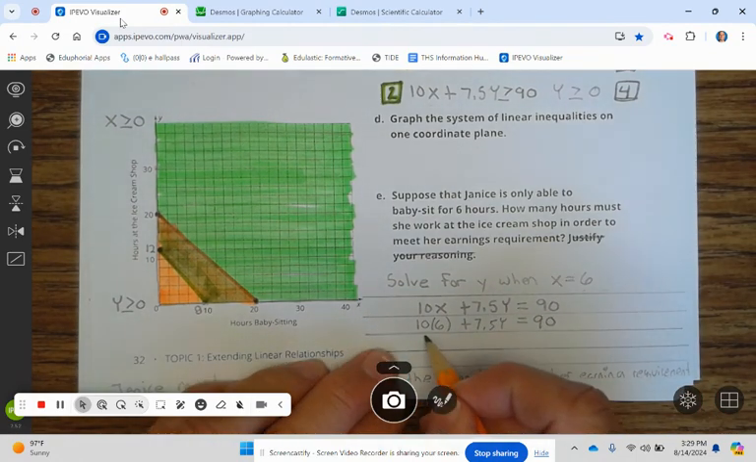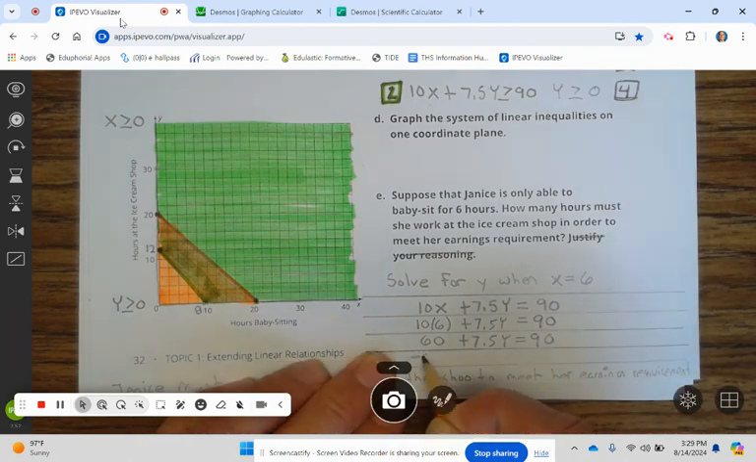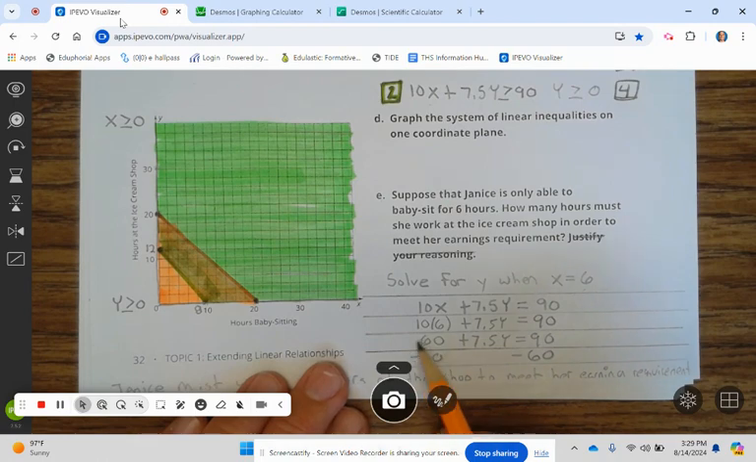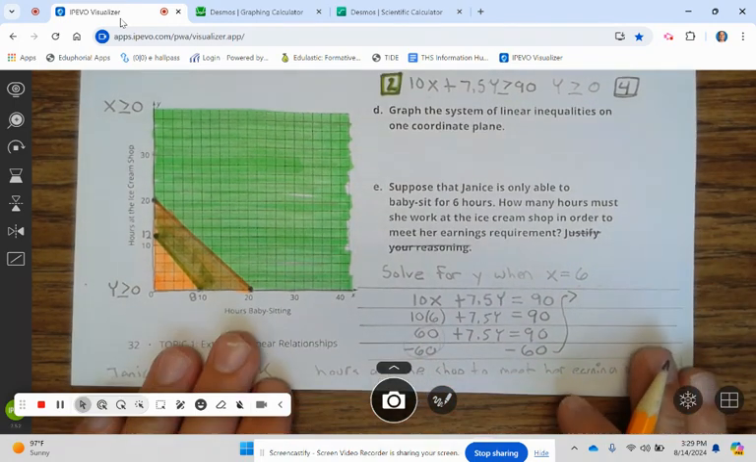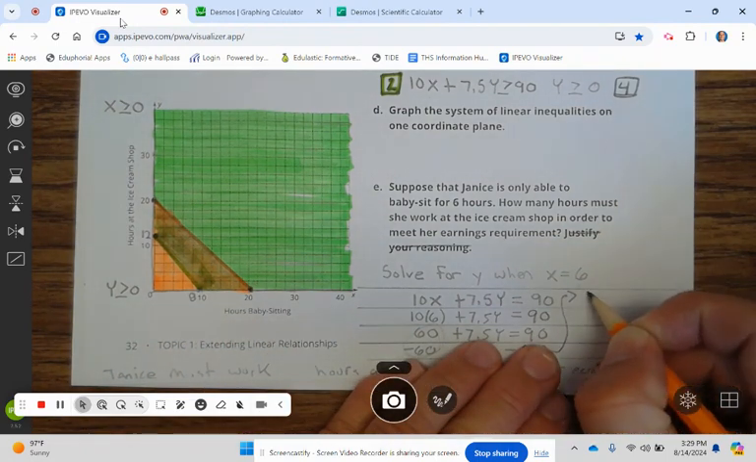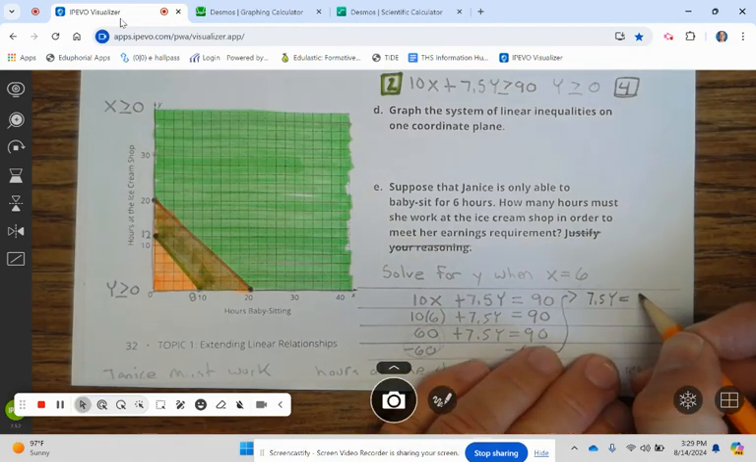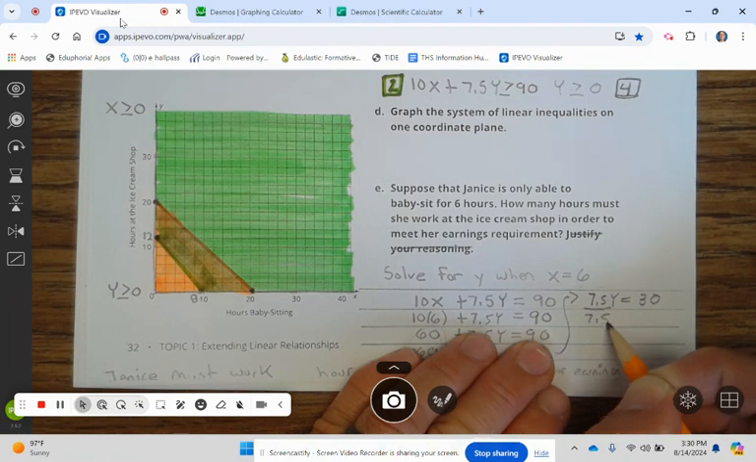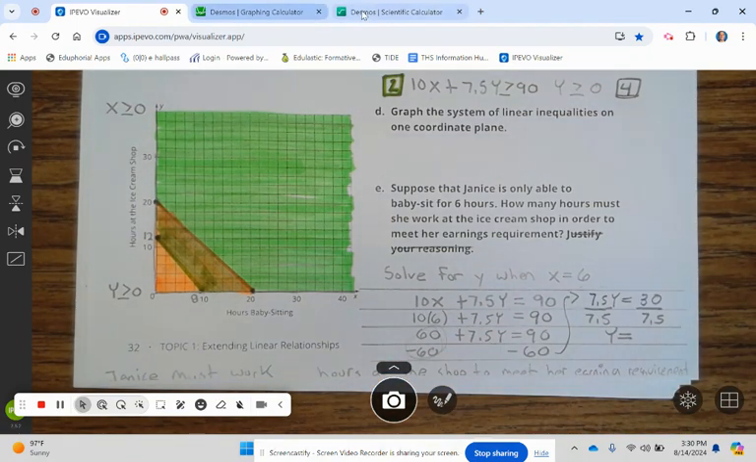Well, 10 times 6 is 60, plus 7.5y equals 90. We're going to subtract 60 from both sides. This becomes 0. And then we have 7.5y equals 30. Divide both sides by 7.5. So y equals, and I can come back over here to Desmos.